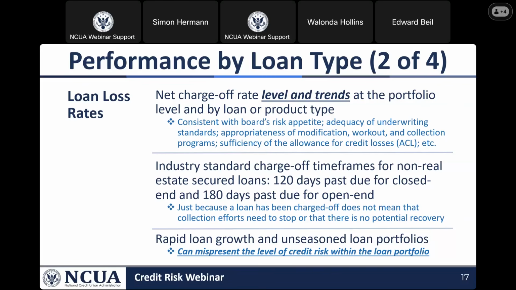Similar to delinquency rate reporting, loan charge-off reports can also misrepresent or understate portfolio level credit risk, particularly during periods of rapid loan growth. Rapid loan growth has been a common factor at many troubled credit unions. This is also why it is critical to look at credit risk through multiple different lenses. Next slide, please.